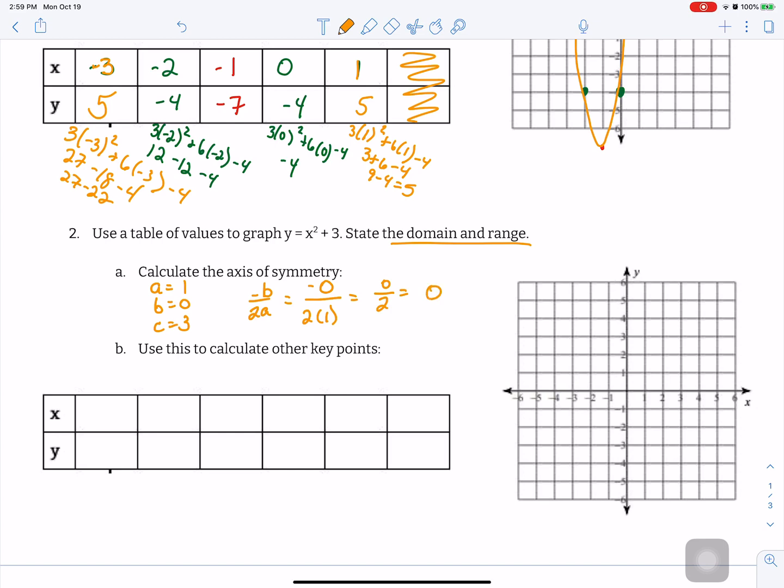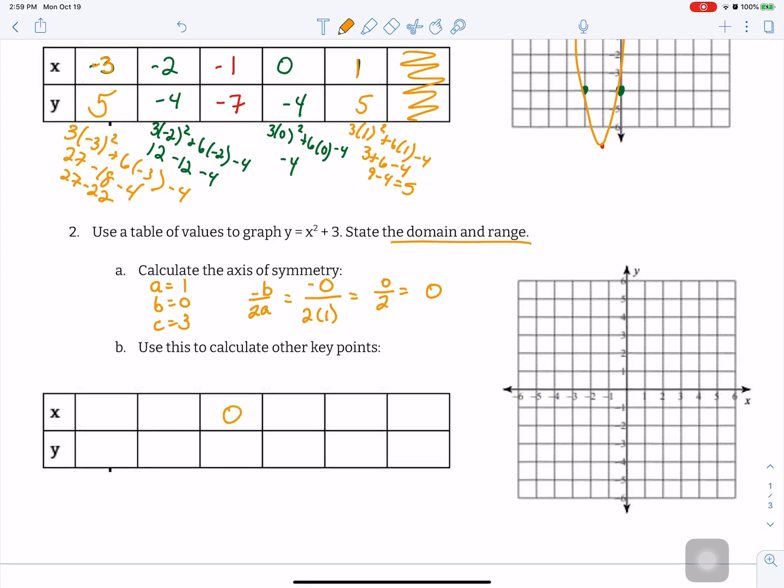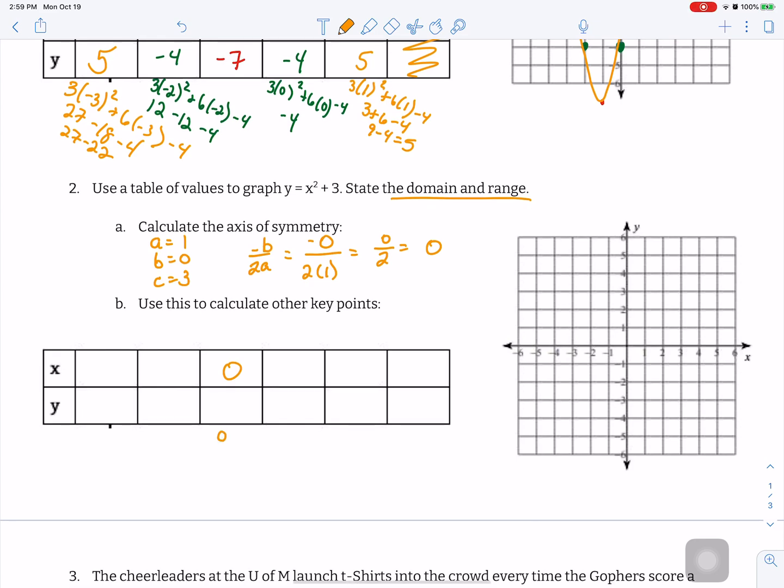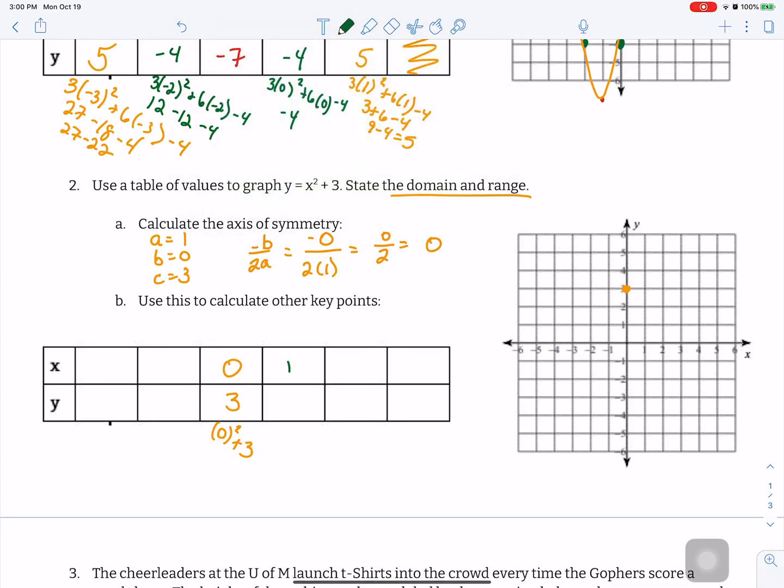So I have negative 0 over 2 times 1, which is 0 over 2, which is equal to 0. So my x value is going to be 0. And I'm going to put that into my equation. So 0 squared plus 3 puts me at a positive 3. I can put that into my graph right away. Again, noting that my next points, when I have a 1 and a negative 1, whatever I choose to do, they should be the same. 1 squared plus 3 is 1 plus 3 or 4. Negative 1 squared, remember I have to think of that whole term, is going to be 1 plus 3. So this, again, would also equal 4.